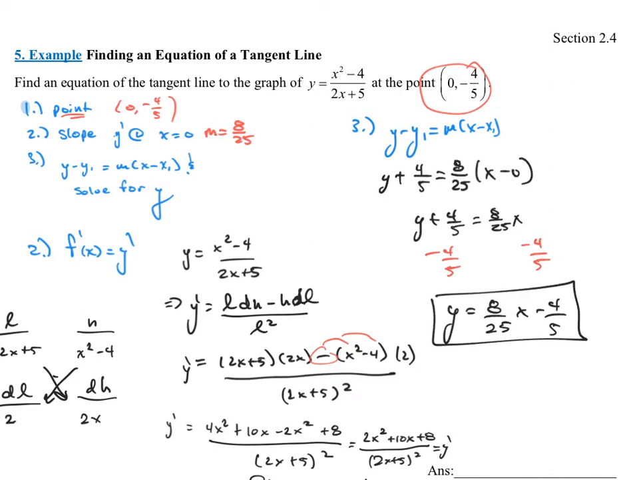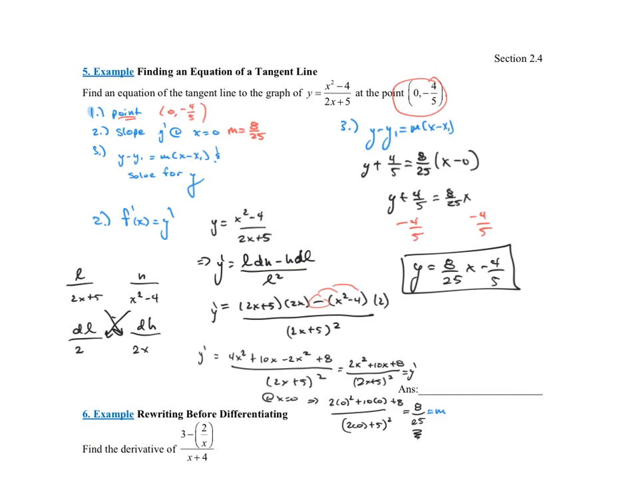Again, this is something that we could use Desmos to help us verify our answer here. In Desmos, you could graph the original function of x squared minus 4 all over 2x plus 5. Then in the second one, you would graph y equals 8/25 x minus 4/5. You should see a curve, and a straight line, and both of them should go through the point 0, negative 4/5. The slope of the tangent line that we just found should be the slope of the graph at that point.